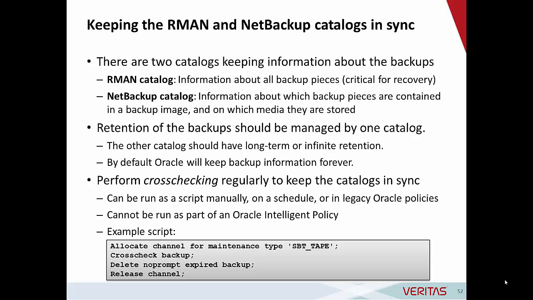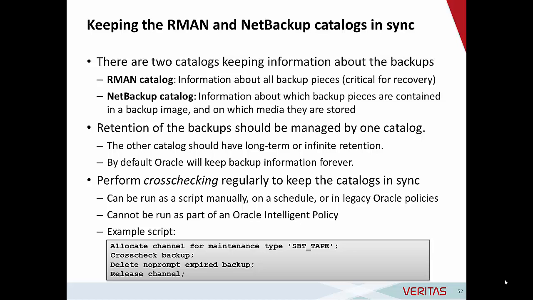If the NetBackup administrator was to expire a backup image associated with Oracle, you would have an entry in RMAN with no corresponding entry in NetBackup. Similarly, a DBA could remove an RMAN entry from the repository, in which case you would have an entry in NetBackup with no corresponding entry in RMAN. So ideally, in terms of sane management, the retention of these backups should be managed by one or the other catalog, and then the other catalog should have long-term or infinite retention. By default, Oracle will keep backup information forever unless it's instructed to do otherwise.